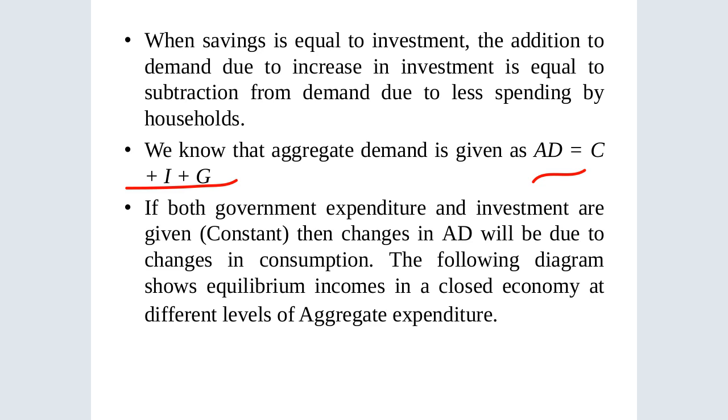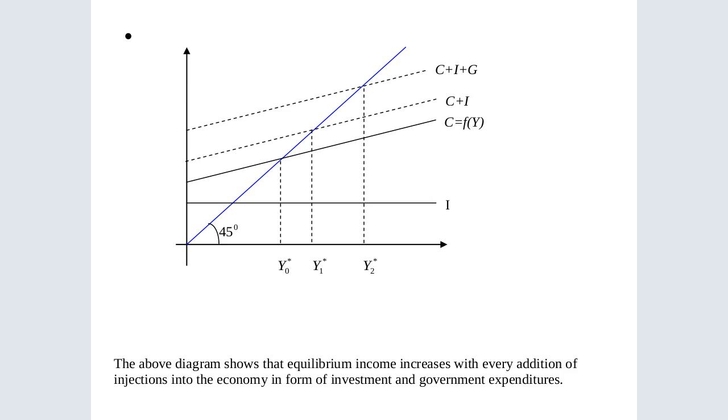If both the government expenditure and the investment are given, that is, they are constant, then changes in aggregate demand will be due to changes in consumption. So if G and I are constant, then any change in income will be as a result of consumption. So we can have an illustration of a simple closed economy with different levels of aggregate expenditure.